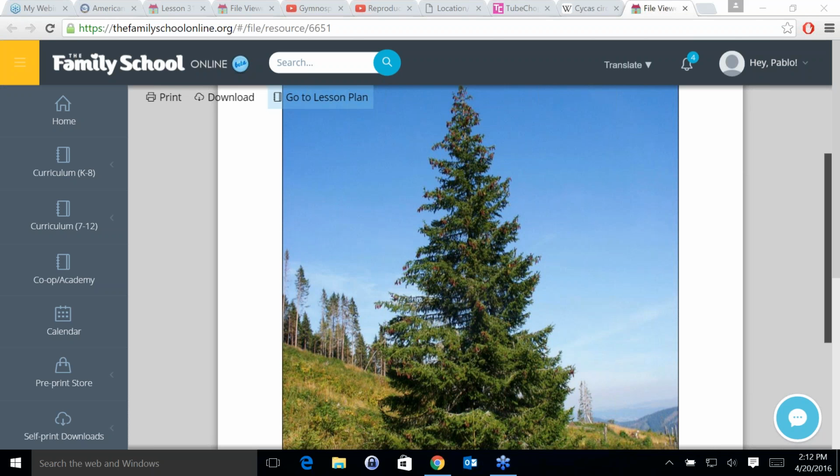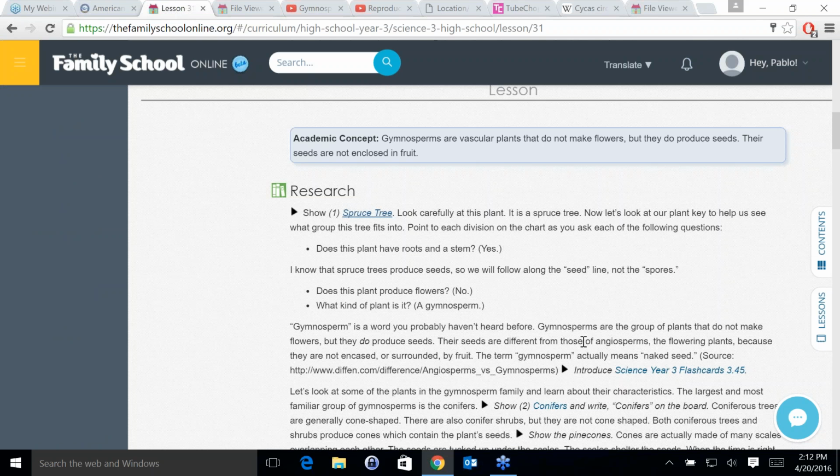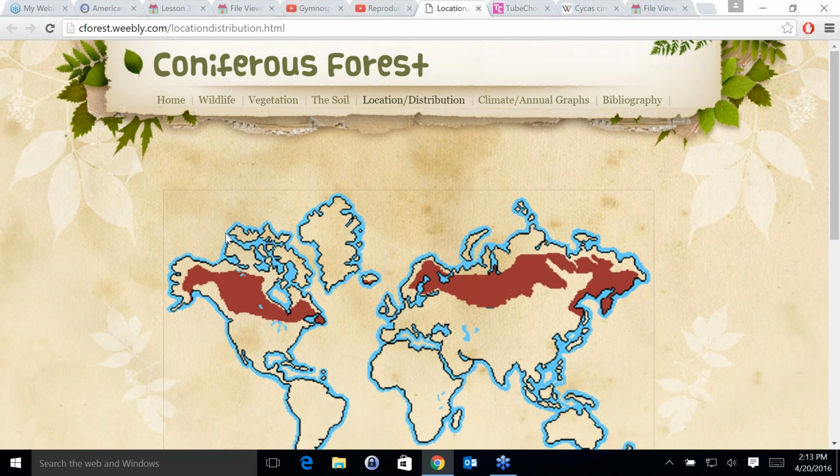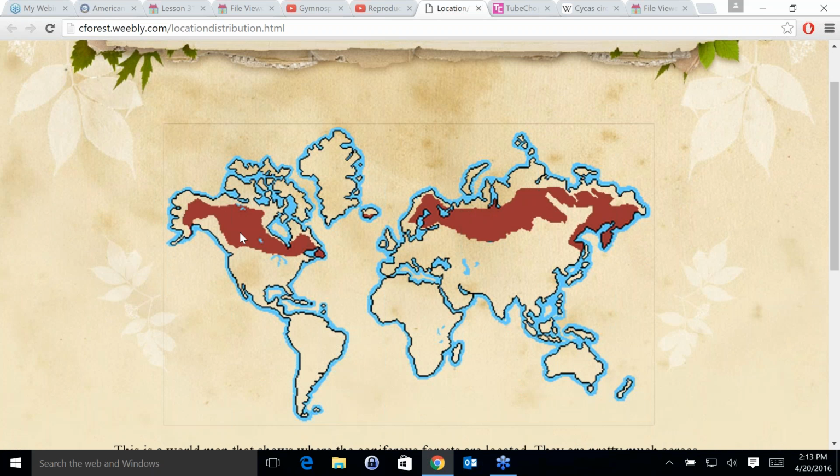So let's see if we have in the lesson, I think that they have a little map showing, let's see, this one shows the location of coniferous forests, all right? So they are mostly in the northern hemisphere. They certainly are in many more areas than what is shown in this map.